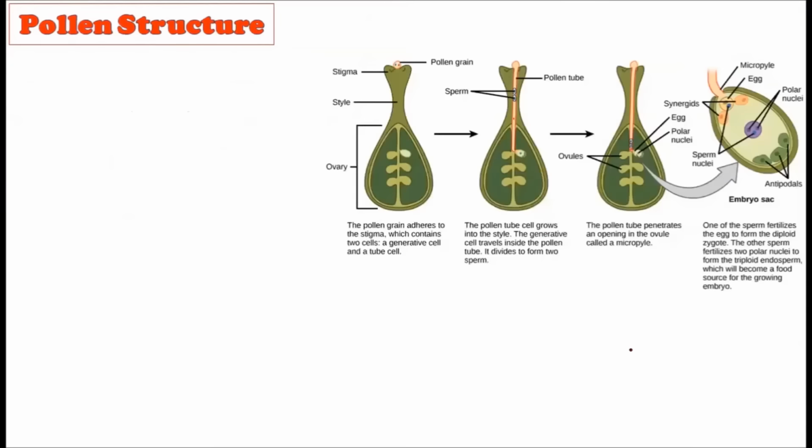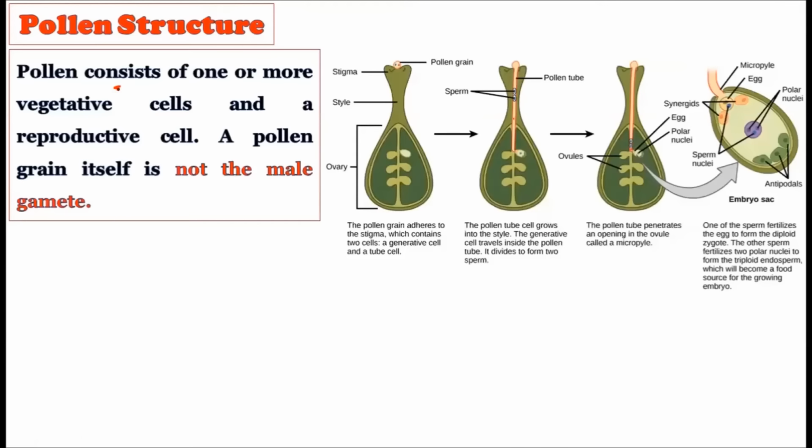Right? Now understand this. See, the pollen grain consists of one or more vegetative cells and the reproductive cells. Okay, now we come to the actual structure of the pollen grain. See what happens in the actual structure of the pollen grain. This is the pollen grain, and there is a division in this pollen grain. Out of it, one cell is the vegetative cell, and the other cell is called the reproductive cell or the generative cell.